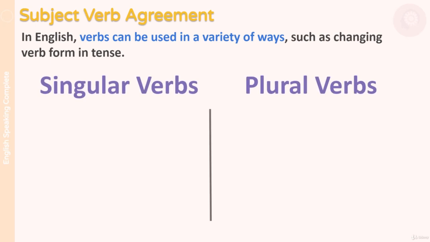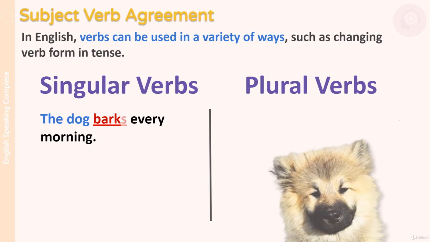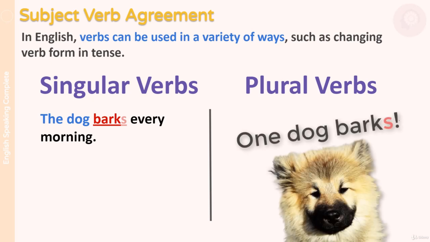Okay, so let's take a look at singular verbs and plural. "The dog barks every morning." So there we can see dog is a singular noun. Dogs, with the S being the plural. Singular noun, dog, barks every morning. So a singular verb generally has an S at the end of it. In fact, it always has the S. The dog barks every morning.